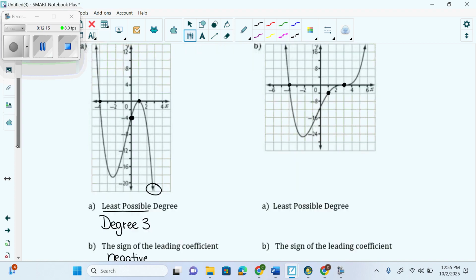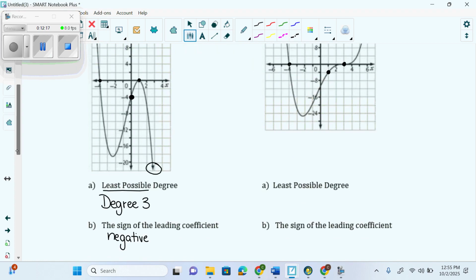So the least possible degree which it could be, then this could be 5, right? Then that would be 6, yes? So I could just keep going and going. So I ask for the least possible degree because then I have to have the least multiplicity, which is 3, on a point of inflection. So it's degree 4. What's the leading sign of my coefficient?